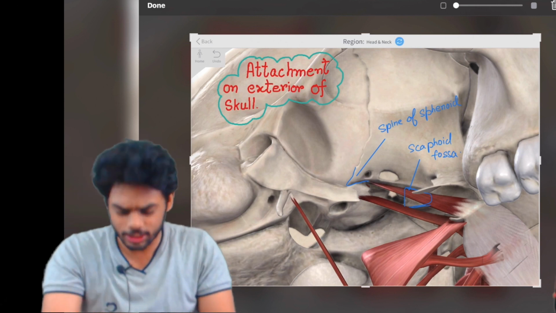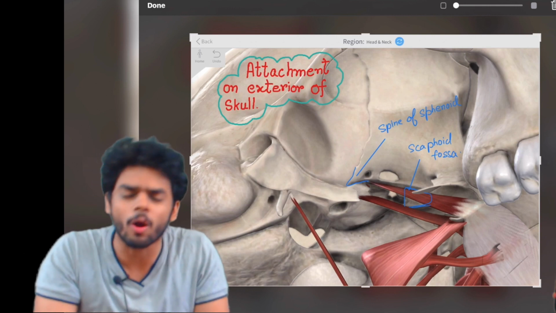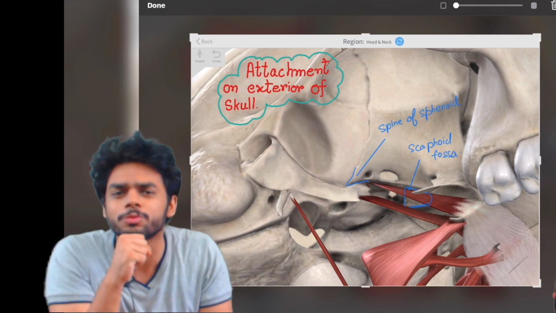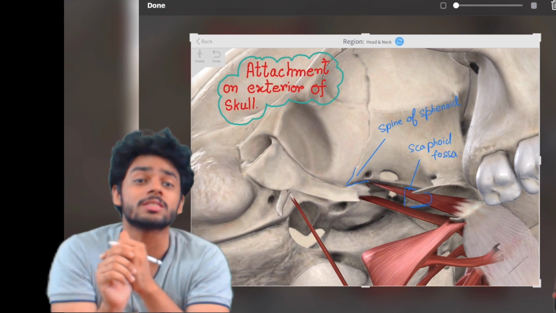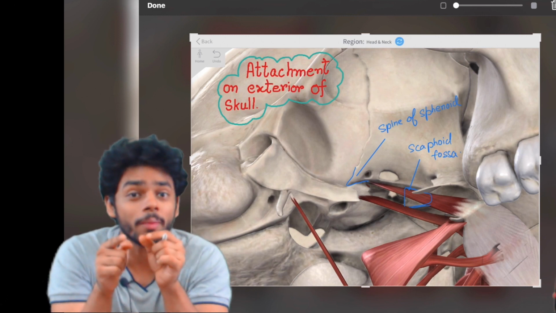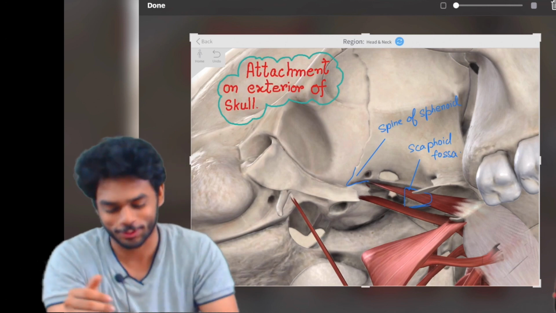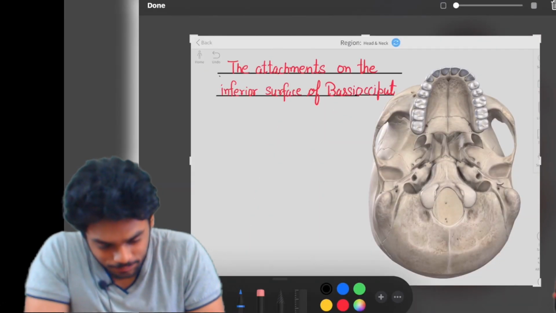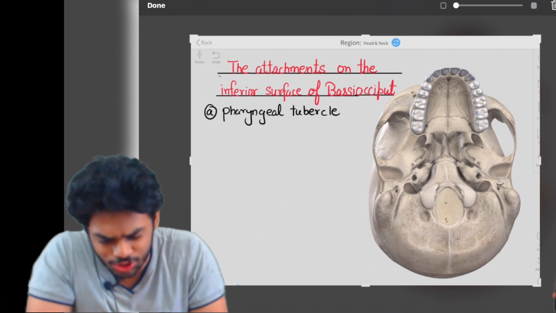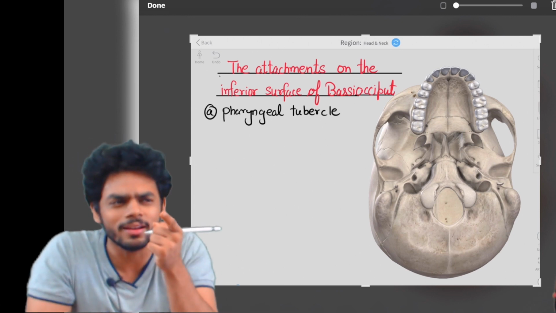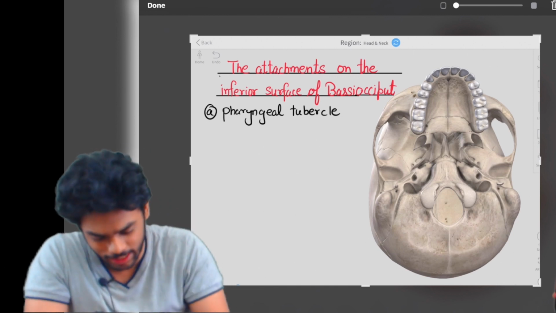Now I will explain the attachments on the inferior surface of the basi-occiput. What is basi-occiput? Basi-occiput is the part which we can see in the inferior view of the skull, or norma basalis, which is formed by the body of the sphenoid and the occipital bone. Let me show you. See here, on the inferior surface of the basi-occiput, there is a structure known as the pharyngeal tubercle. What does the word tubercle mean? A small projection.